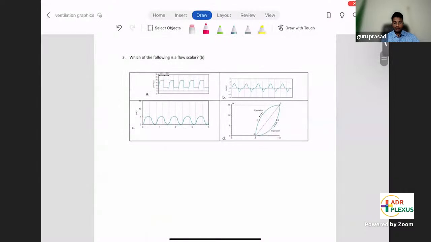Now again the question is, which of the following is a flow scalar? So I have told, it is easy to remember. Flow scalar will have a negative deflection also. So in all these graphs, the only negative thing, like -1, -2, -3, that flow negative thing is seen in the case of flow scalar only. So this first one is a pressure time scalar. This one is a volume time scalar. This is basically a loop. So basically it is a volume and pressure loop. Okay.